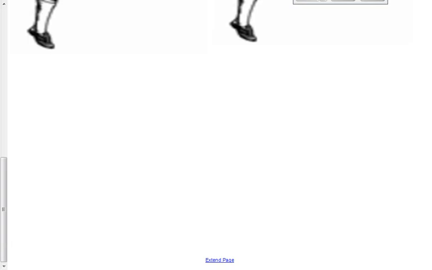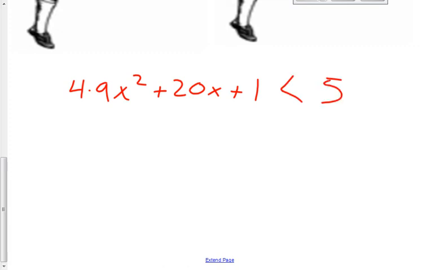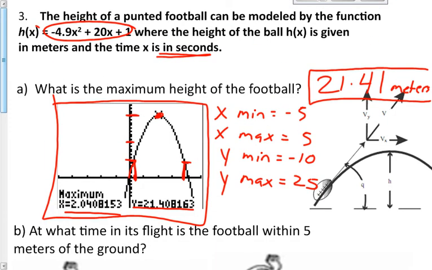So that equation of negative 4.9x squared plus 20x plus 1. This function describes the height of the football. So what do I want? I want when is this function less than 5 meters? My height, my h, is all by itself on this side, which would be the same thing if I were to put it on this side. When is this equal to h of x?